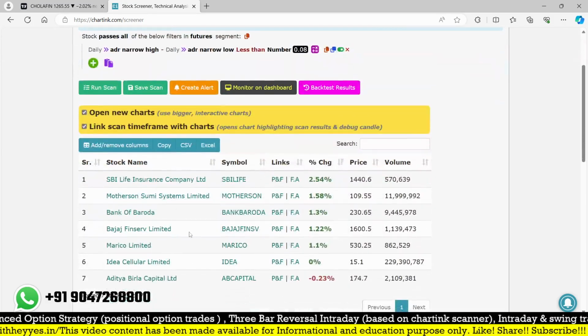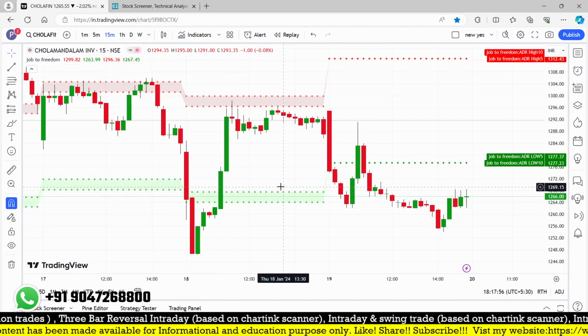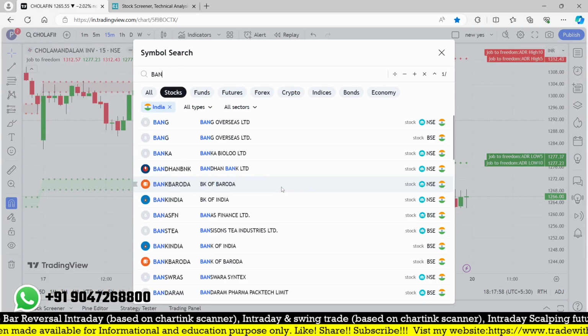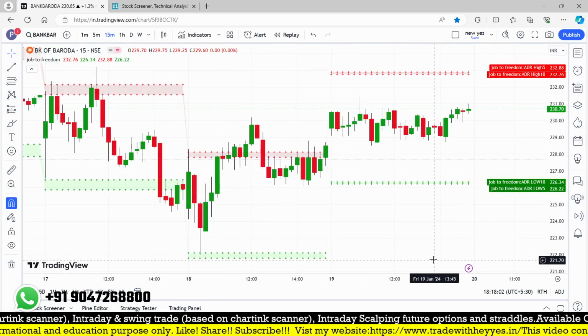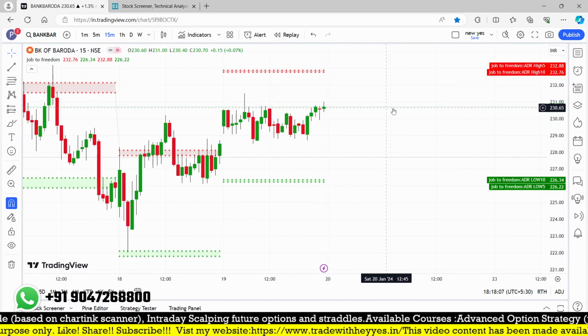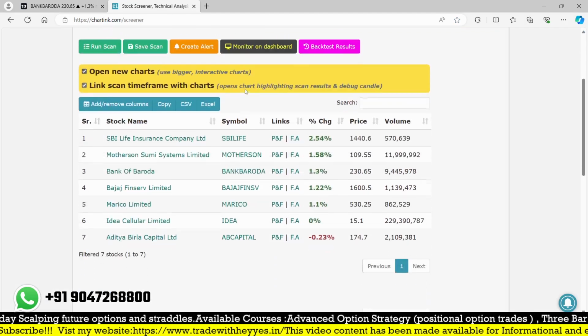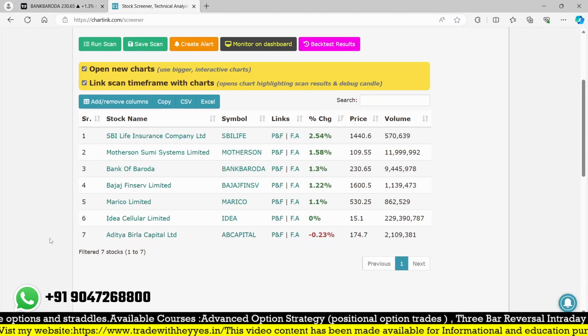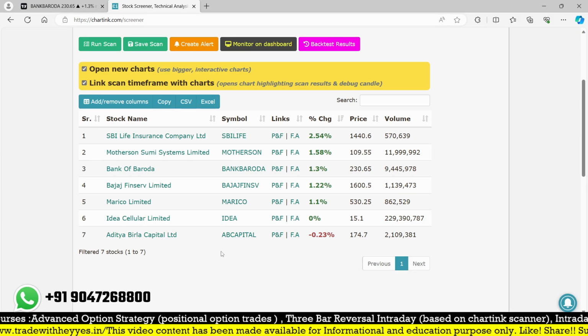So these are all the stocks. SBI, Motherson, Bank of Baroda are not narrow today. Okay, but these stocks are going to be tomorrow's narrow. But in this indicator, we are not getting tomorrow's level. But if you want to check those stocks on Monday opening, these are all the stocks which are forming a narrow range. So how do we find this out?